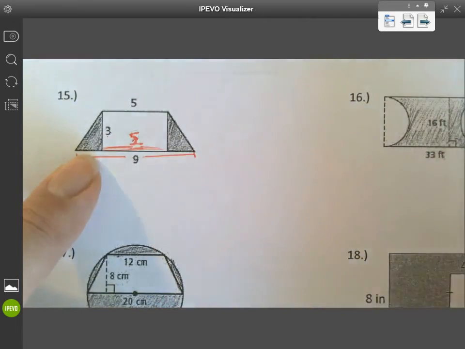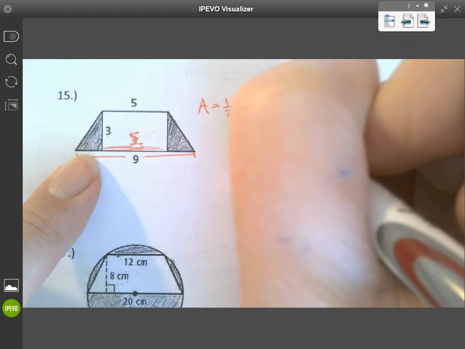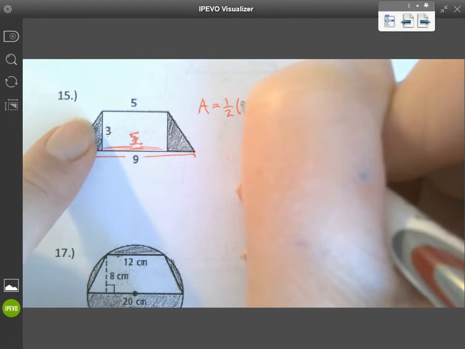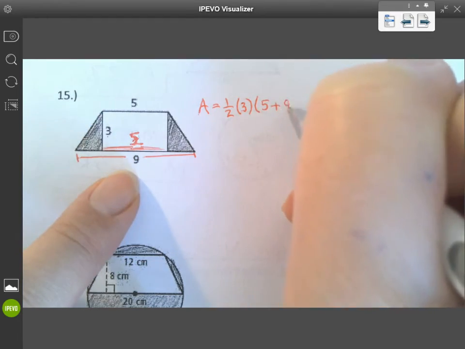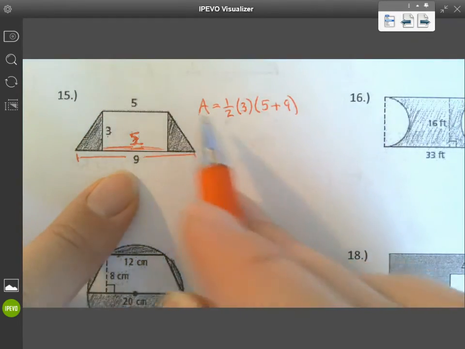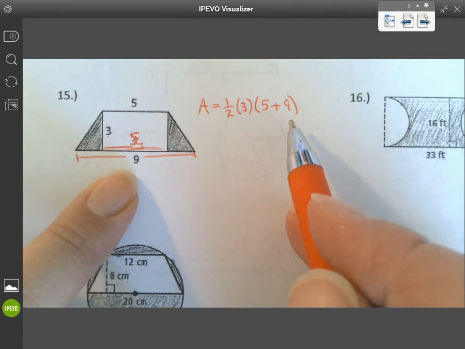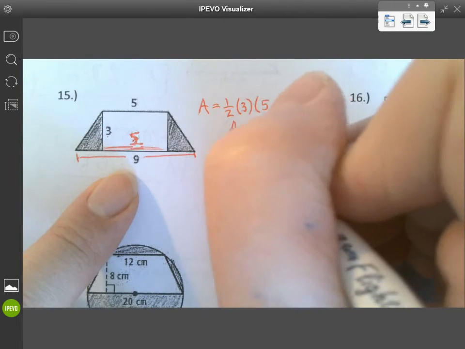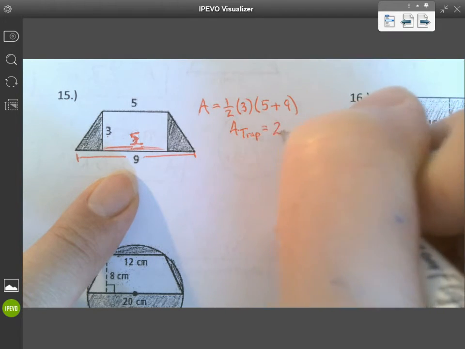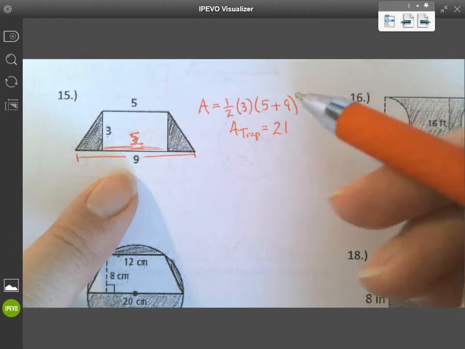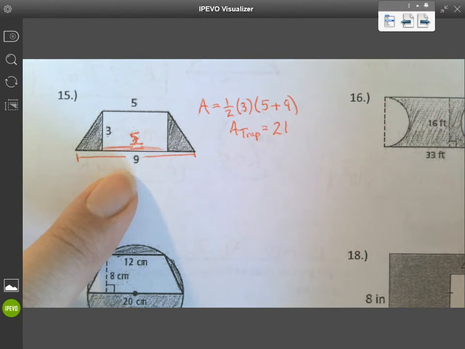So what I am going to do is the formula of the whole trapezoid, which is 1/2 the height, which is 3, times base 1 plus base 2. So I'm actually going to find the area of a trapezoid. I believe that should be 21. Area of trapezoid should be 21. Does anybody agree with me? 14 times 1.5. Yeah, that would work.